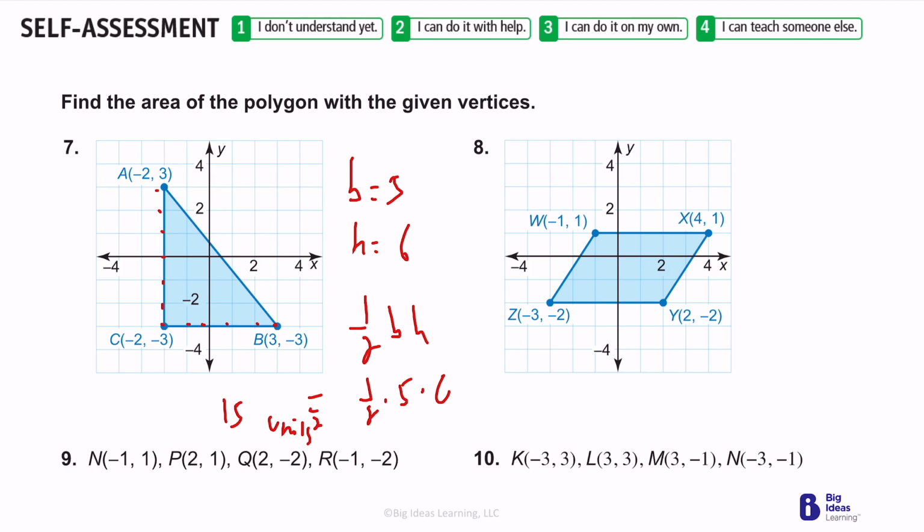All right, then over here, count again. 1, 2, 3, 4, 5. So base is 5. And the height, 1, 2, 3. P gram is base times height. So your area is 15 square units.